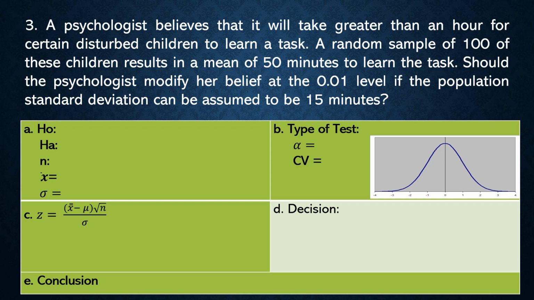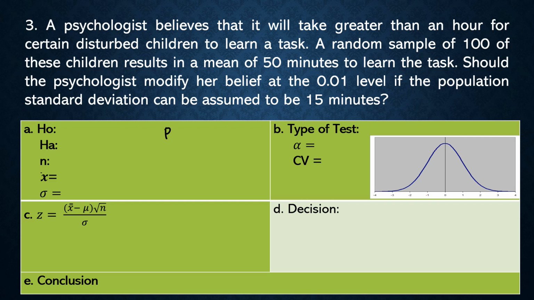A psychologist believes that it will take greater than an hour for certain disturbed children to learn a task. A random sample of 100 of these children results in a mean of 50 minutes to learn the task. Should the psychologist modify her belief at the 0.01 level if the population standard deviation can be assumed to be 15 minutes? Let us now start identifying the parameter.